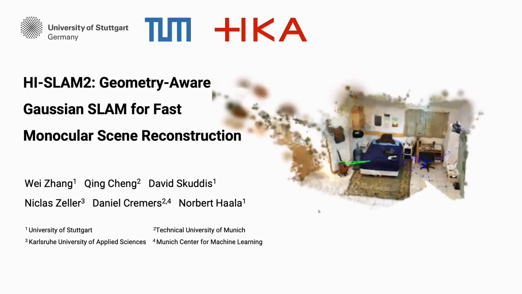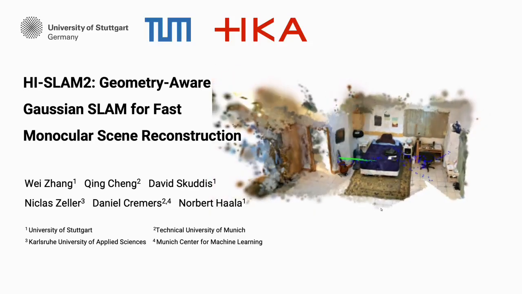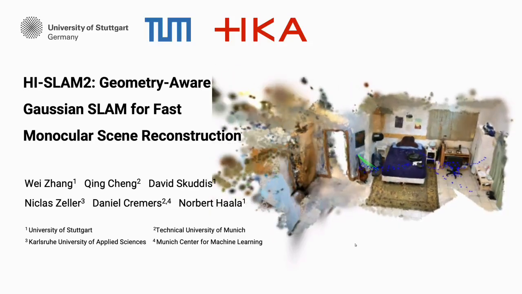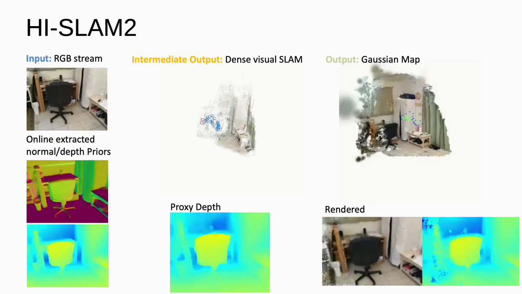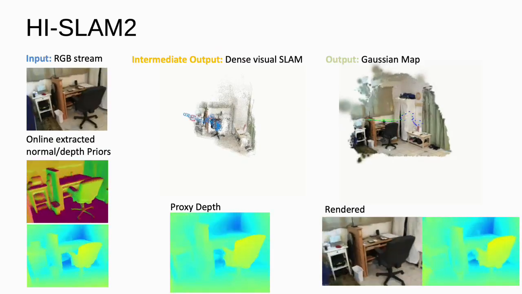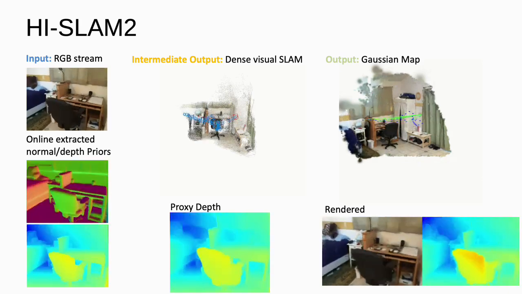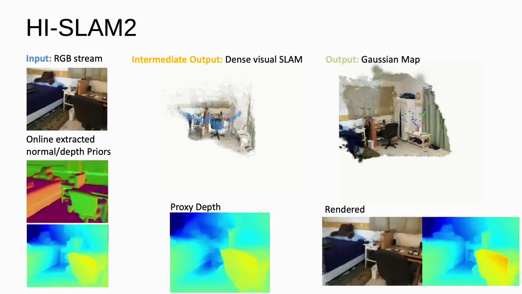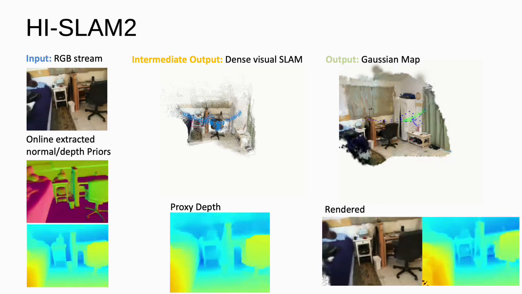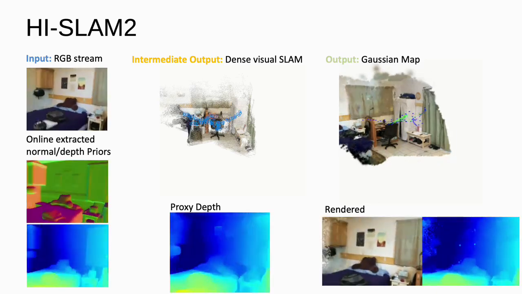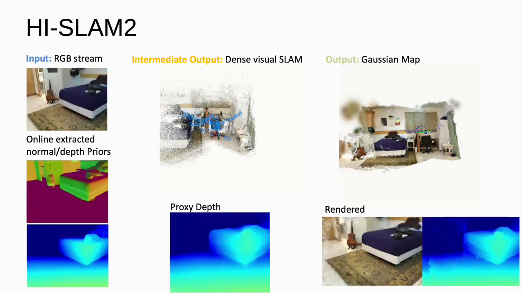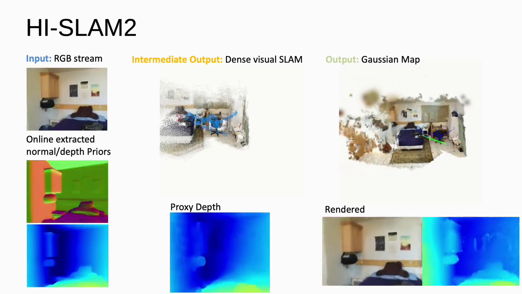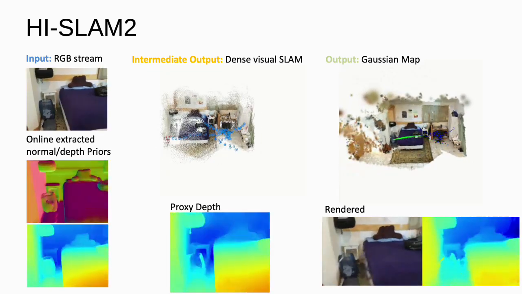In this video we introduce HI-SLAM2, a monocular SLAM system designed to achieve both high-fidelity rendering and accurate scene geometry. Our system takes a monocular RGB stream as input and constructs on the fly a dense 3D map represented by Gaussian splats. Monocular geometric priors are extracted online, and the scales of depth priors are aligned to improve depth estimation. Dense Visual SLAM module estimates camera poses and builds a semi-dense proxy depth map.